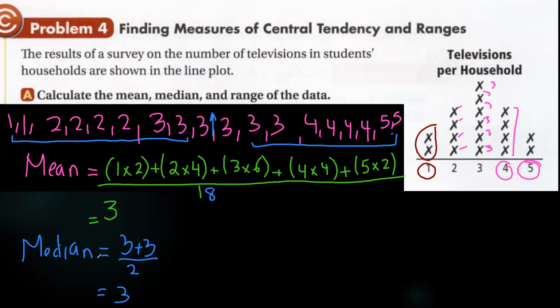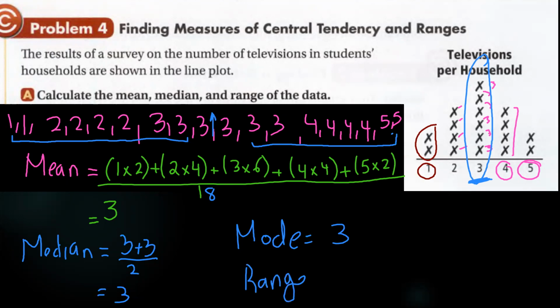Now let's find the mode. In order to find the mode, we have to see which point is repeated the most or is the most frequent number. Look at the line plot here, it helps me. It's a 3. It's the most frequent number. Now let's come back to find the range. The range is the greatest point, which is 5, minus the minimum point, which is 1. So the range will be 4.